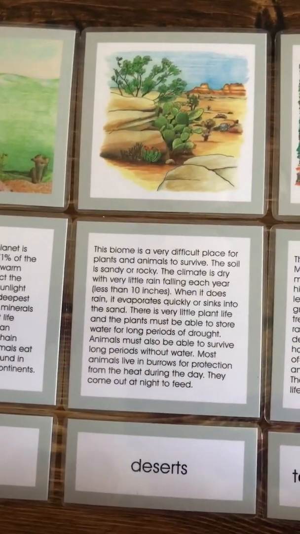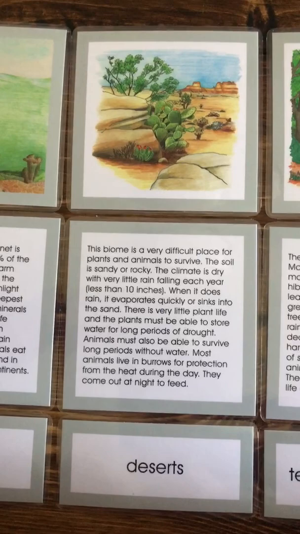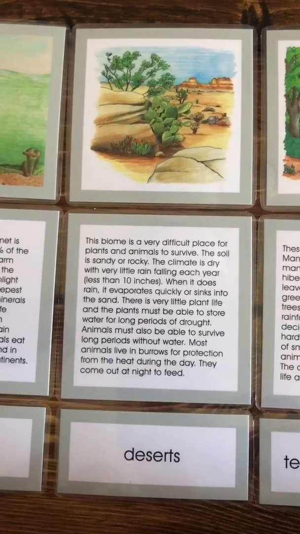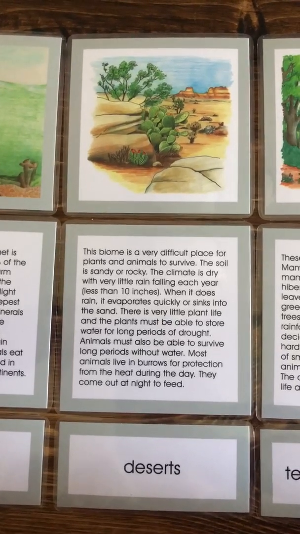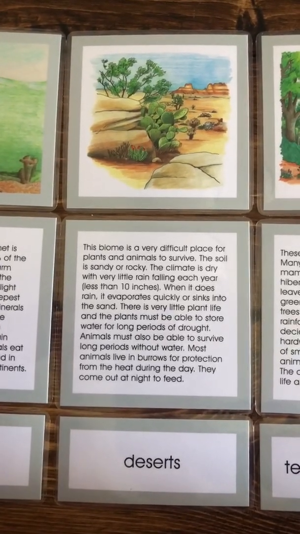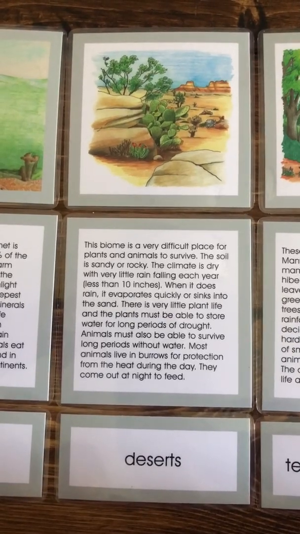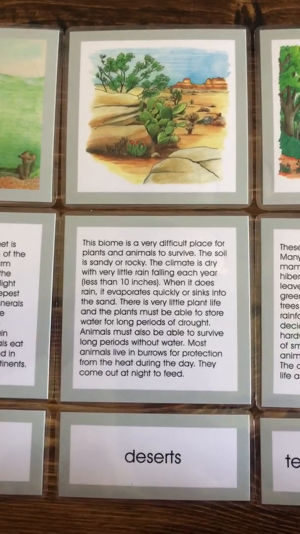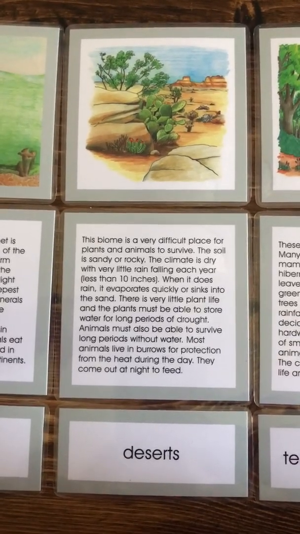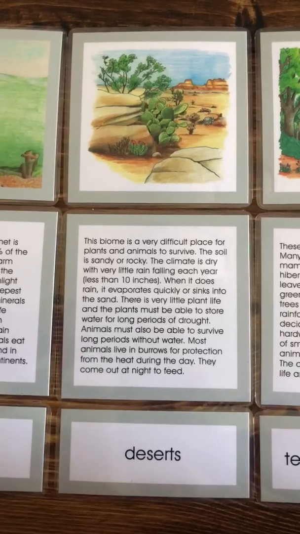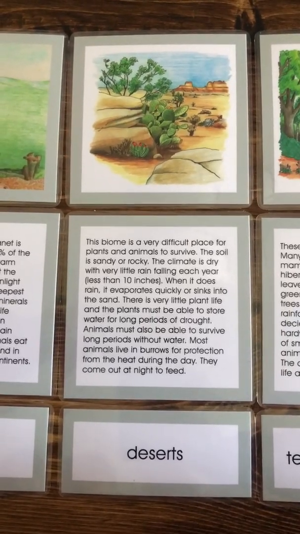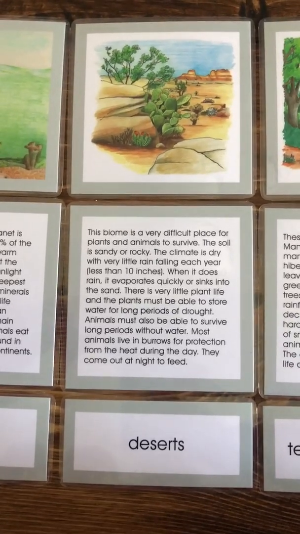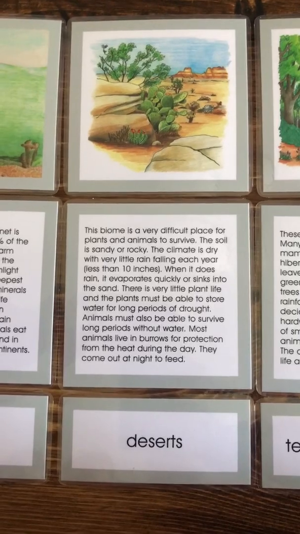We have deserts. This biome is a very difficult place for plants and animals to survive. The soil is sandy or rocky. The climate is dry with very little rainfall each year, less than 10 inches. When it does rain, it evaporates quickly or sinks into the sand. There is very little plant life, and the plants must be able to store water for long periods of drought. Animals must also be able to survive long periods without water.